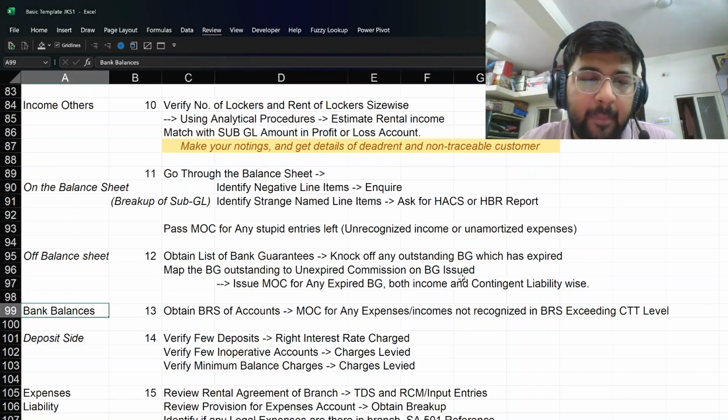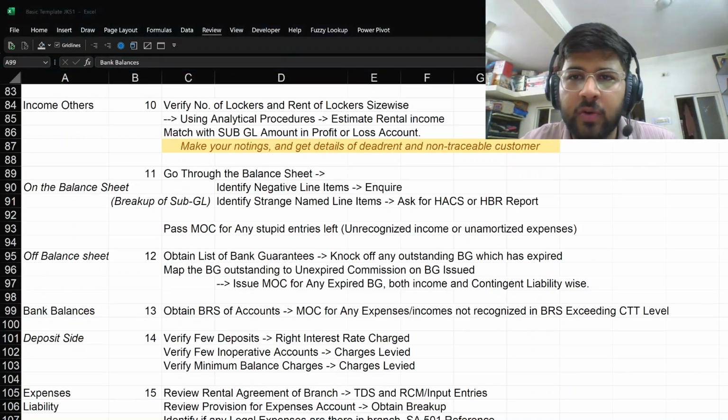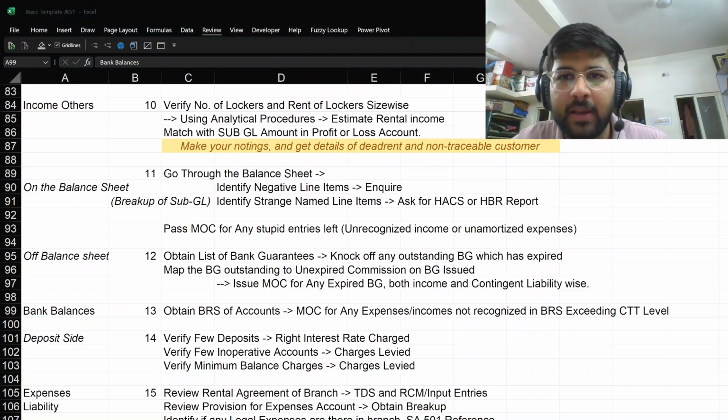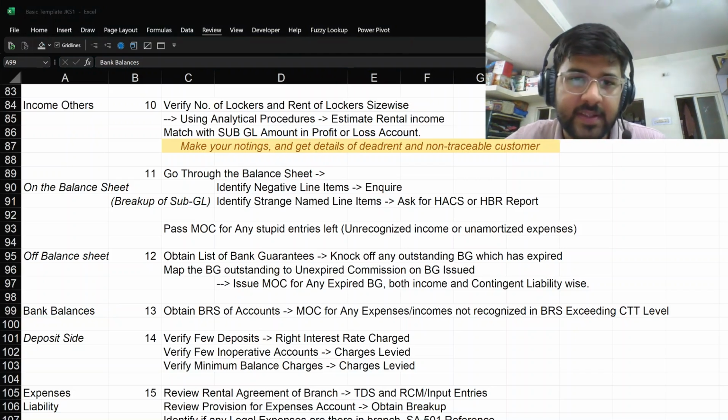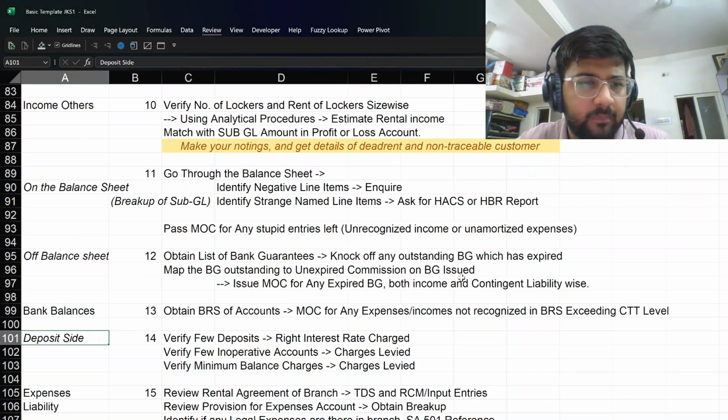Then there are bank balances. You should obtain the BRS for every bank balance of the branch with other banks, obviously, and pass MOC for any income or expenses which are not recognized but provided in the BRS and which exceed the CTT level usually provided in your appointment letter.